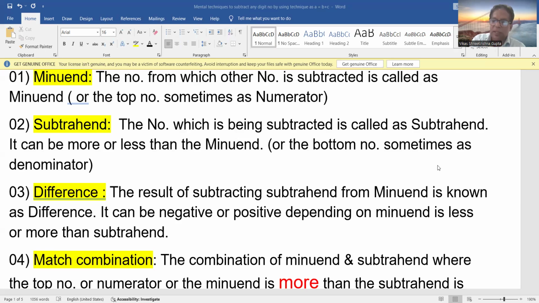See, when the upper number is more than the lower number, the difference will be positive. Suppose I say subtract 3 from 6, then definitely the answer is positive 3. But if I ask to subtract 8 from 2, then the answer will be minus 6. So it can be negative or positive depending on the value of the minuend and subtrahend.